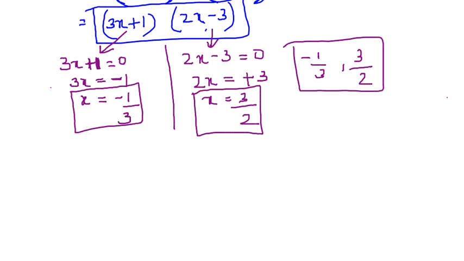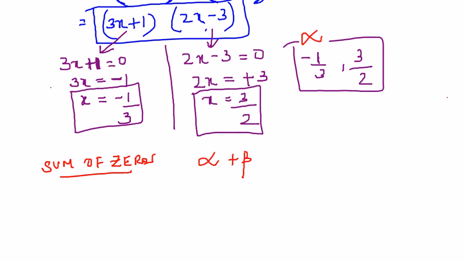Next part of the sum is you have to find the sum of the zeros. What is the sum of zeros? Sum of zeros is given by alpha plus beta. You can take this as alpha, right?